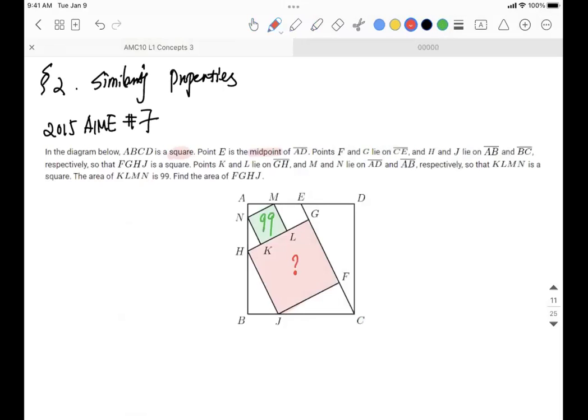I think the question is very understandable, right? You have two tilted squares. The smaller one is 99, and the big one is the one the question is asking for. So for now, I see two squares. Definitely they are similar to each other, right? The two squares are definitely similar to each other.